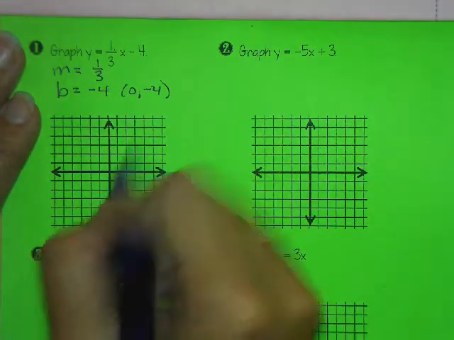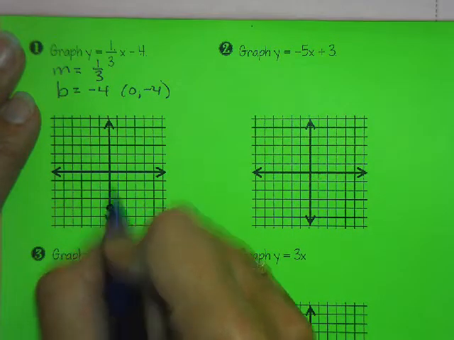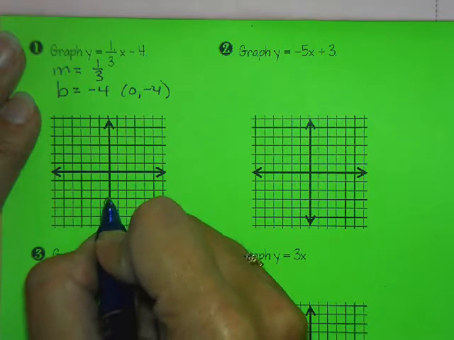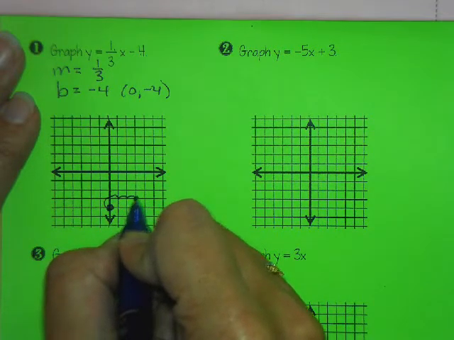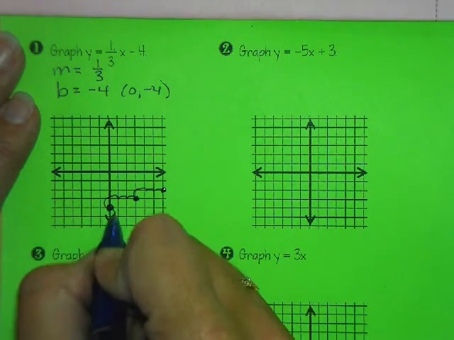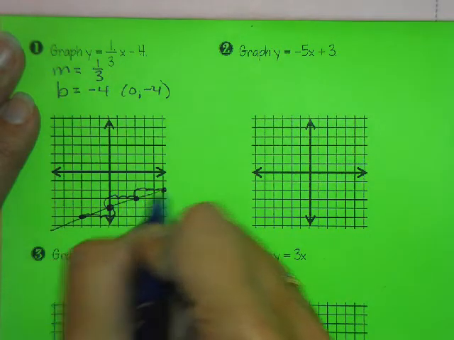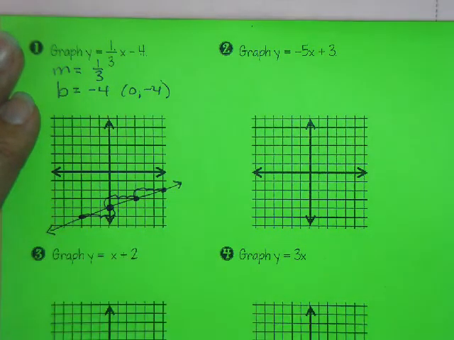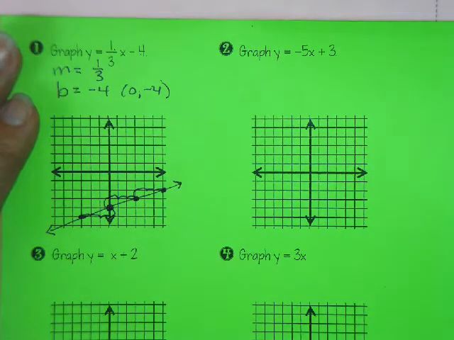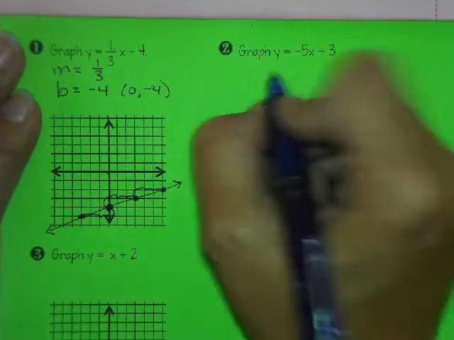So we're going to start with the b. 0, negative 4 is here. Count down 4 from the origin. And we're going to rise 1 and run 3. You can do it again multiple times. You can also go down 1 and back 3 for the reason we said earlier. And look, my line is increasing. So yay, looks good.